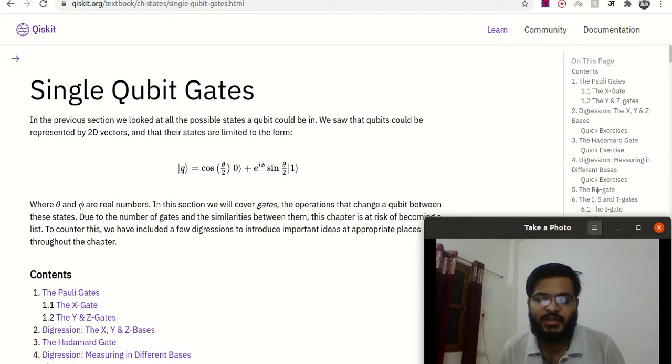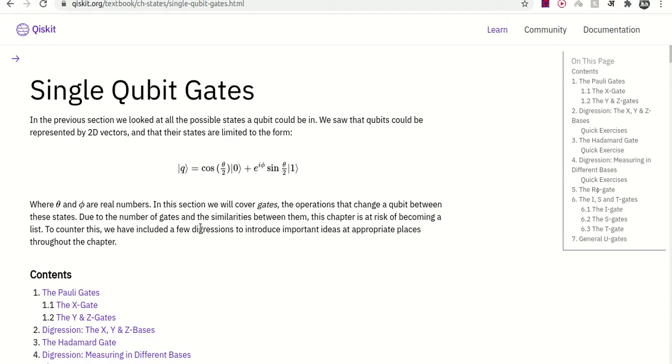Welcome to the next lecture of the series, and today we will start learning about single qubit gates. In previous lectures we looked at all the possible states a qubit could be in. We saw that qubits are represented by 2D vectors and that their states are limited to this form. In this section we will cover gates and the operations that change a qubit between these states.